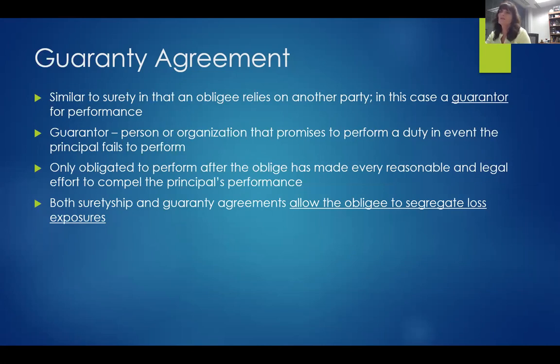They're only obligated to perform after the obligee has made every reasonable and legal effort to comply or to compel the principal's performance. So you can't just run to the guarantor immediately. You would have to try and exhaust every other option that you have to get that principal to perform. And if they fail to do so, then you can go after the guarantor, who will make sure and do that work for you. Both of those agreements allow the obligee to segregate their loss exposures.